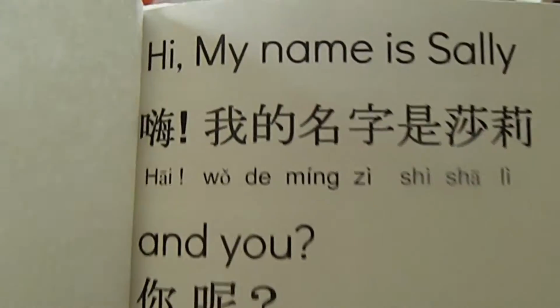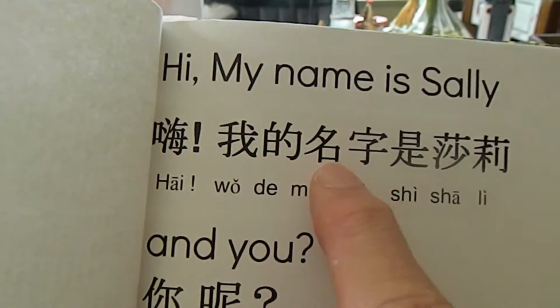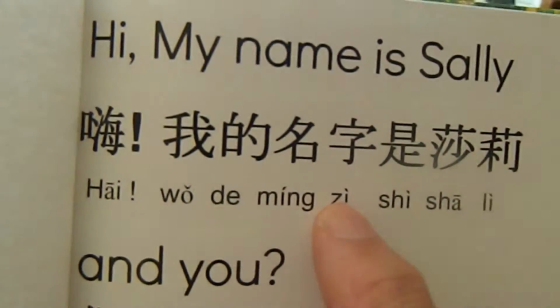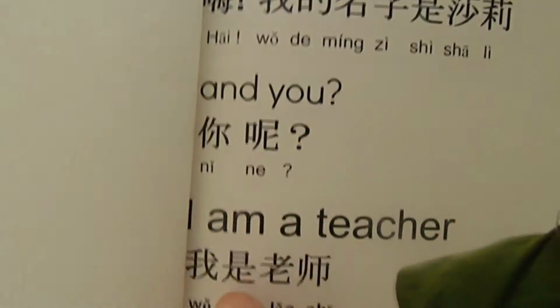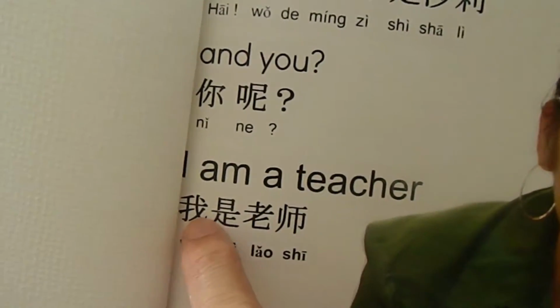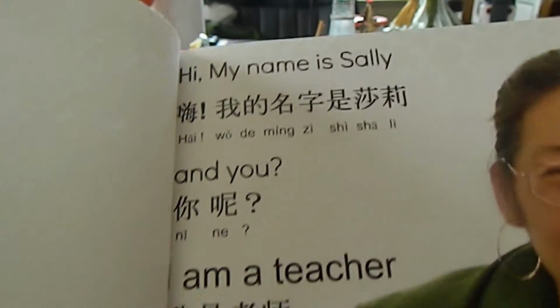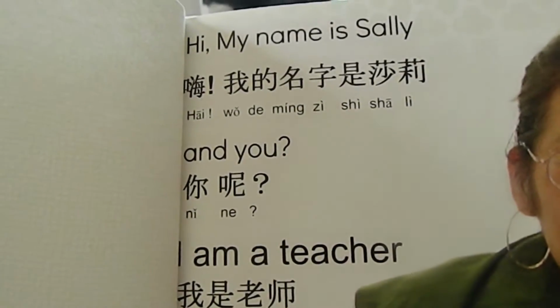Okay, so again, how do you say "Hi, my name is"? You say hi, 我的名字是 and then whatever your name is. And you, 你呢? I'm a teacher, so you say 我是老师. You have to remember 老师 means teacher. In the future I'll teach you some basic phrases, but these are just the vocabulary first.